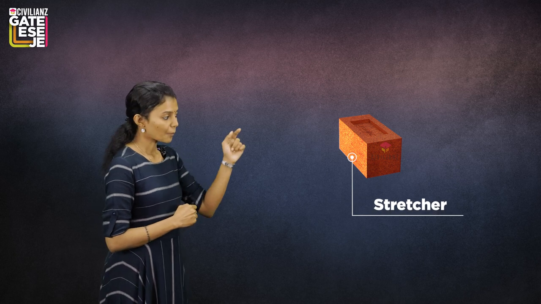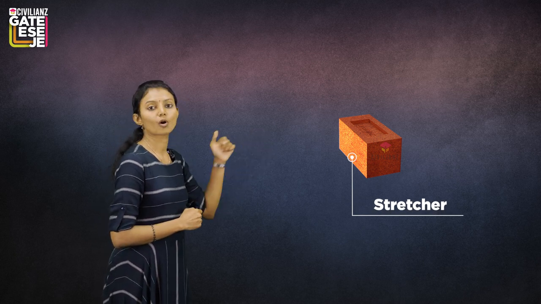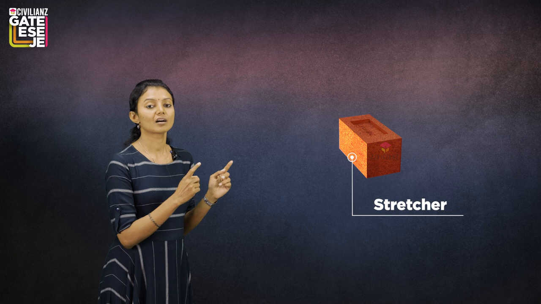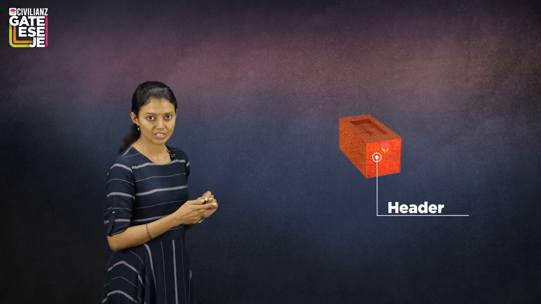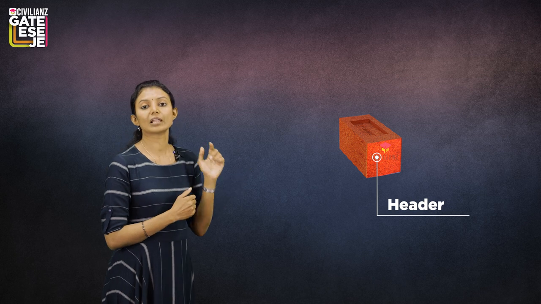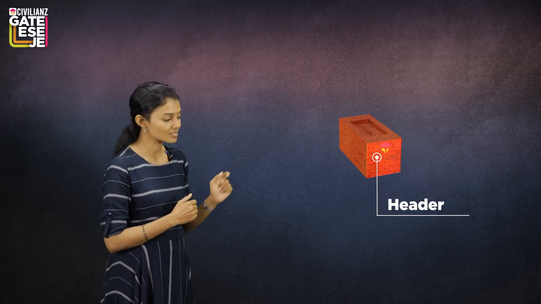Now let us see what is a stretcher and a header of a brick. The longest face of a brick, which is parallel to the direction of the brick, is known as a stretcher. And the short square face, which is perpendicular to the length of the brick, is known as a header. These headers and stretchers are used to create different kinds of brick bonds.